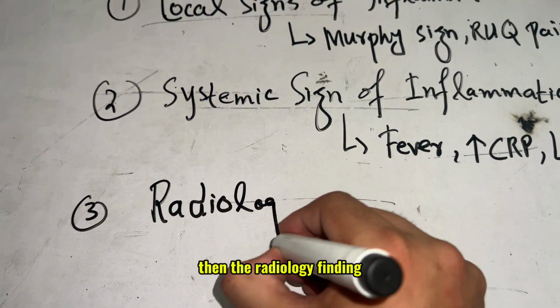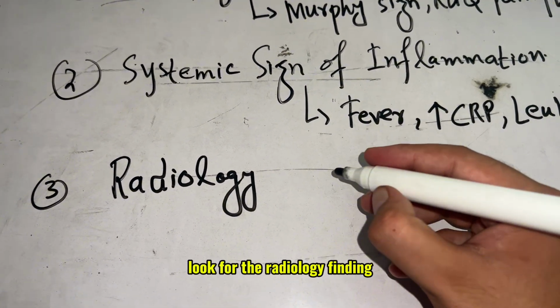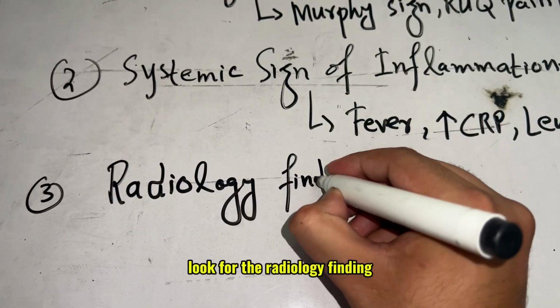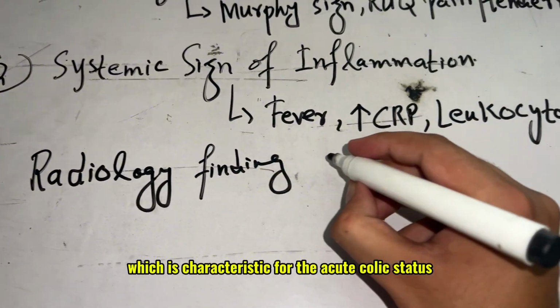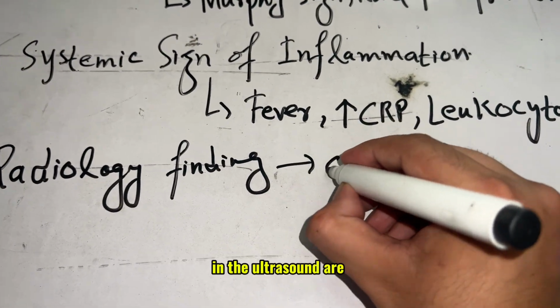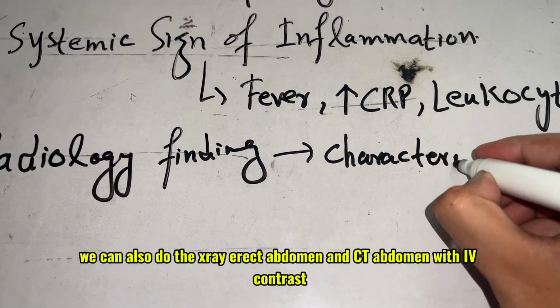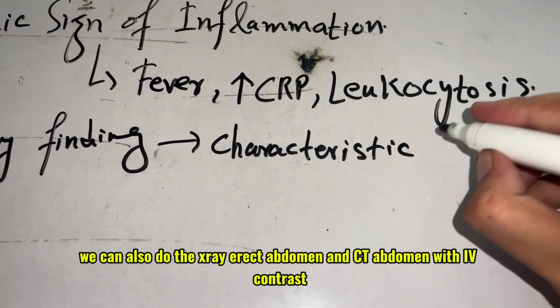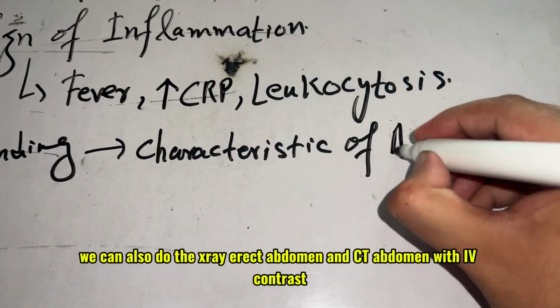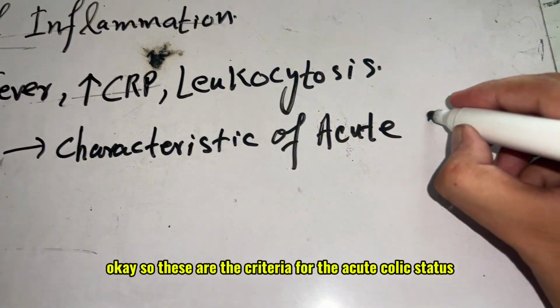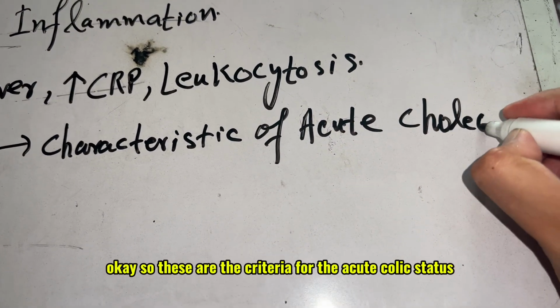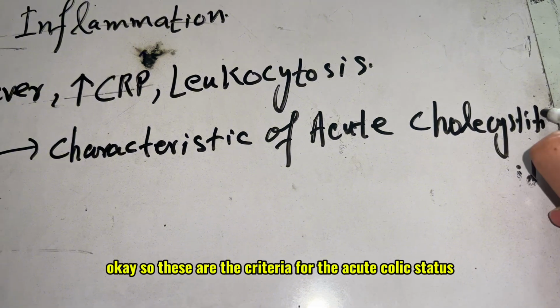Then the radiology finding. Look for the radiology findings which are characteristic for acute cholecystitis. In the ultrasound, we can also do the X-ray erect abdomen and CT abdomen with IV contrast. So these are the criteria for acute cholecystitis.